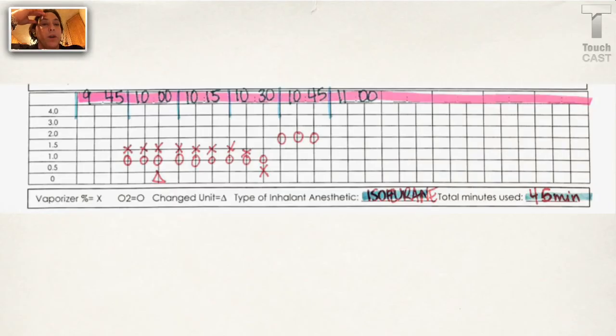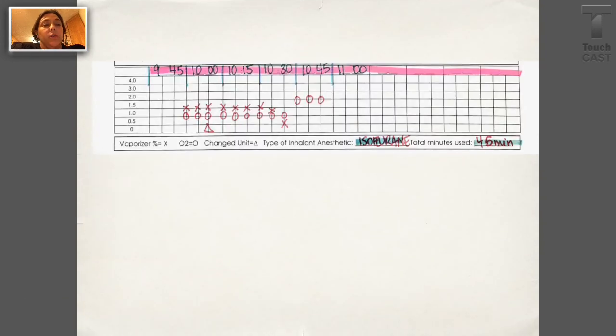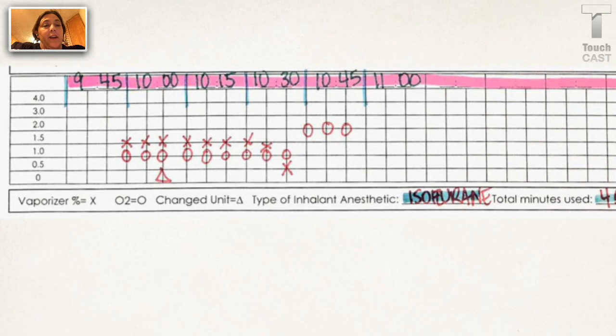All right, this last part. So these are the same numbers from the top, 9:45, 10. Notice we have some empty numbers here, which is fine because we really didn't start doing, we didn't induce and we didn't start giving anesthesia until 10 o'clock. So it's perfectly fine that that's like that.